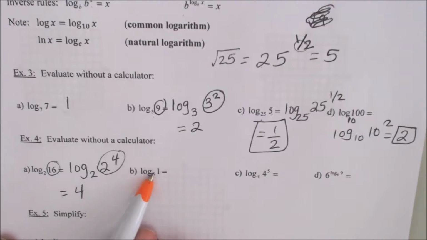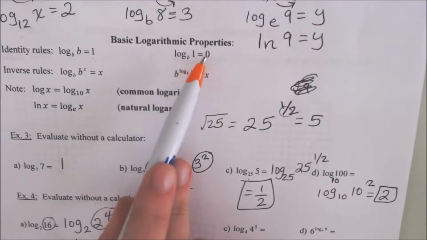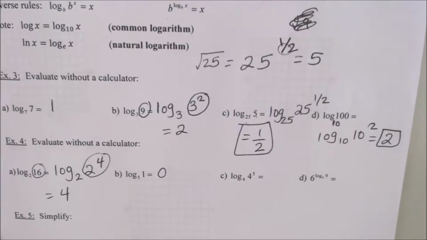Log base 5 of 1 is the next example. Log base 5 of 1. Okay, log of 1, it does not matter what the base is, is always 0. So that's it. Nothing else to compute there.